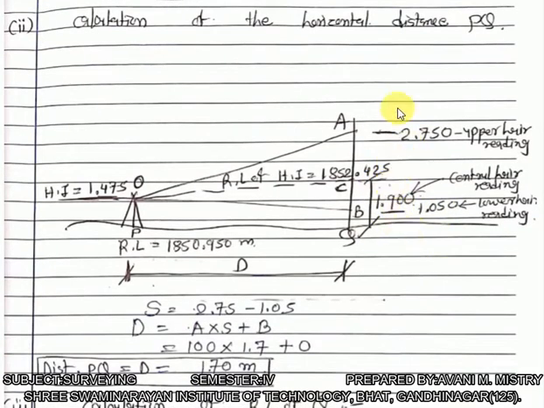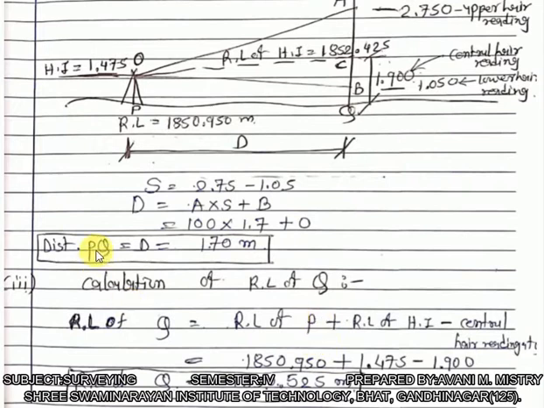Then we find out the value of S1, the staff intercept. Staff intercept is equal to the difference of the readings, the upper hair reading minus lower hair reading. That is S is equal to 2.75 minus 1.05, so the value of S is 1.7. Then we have the formula D is equal to AS plus B. The value of A is already found, that is 100. The value of S is equal to 1.7, and the value of B is equal to 0. The distance PQ, D, is equal to 170 meter.